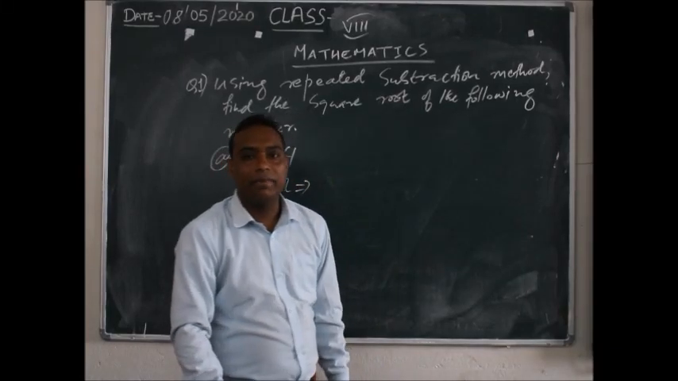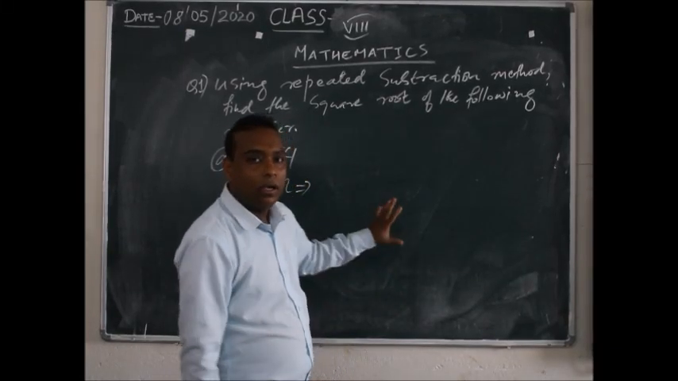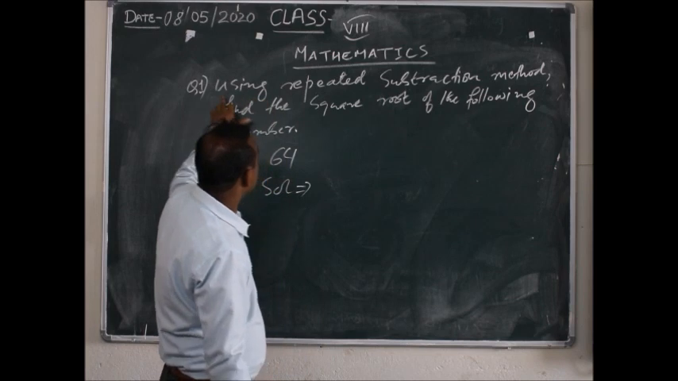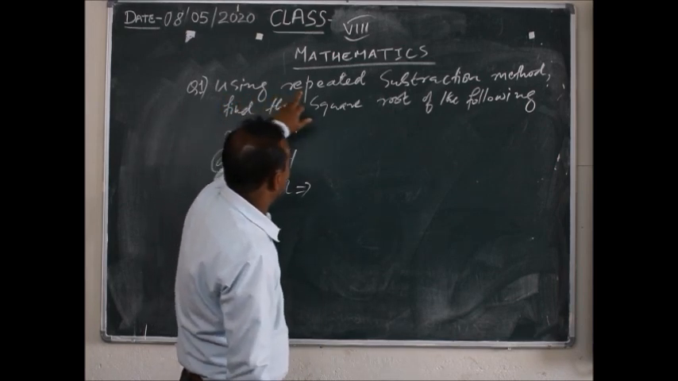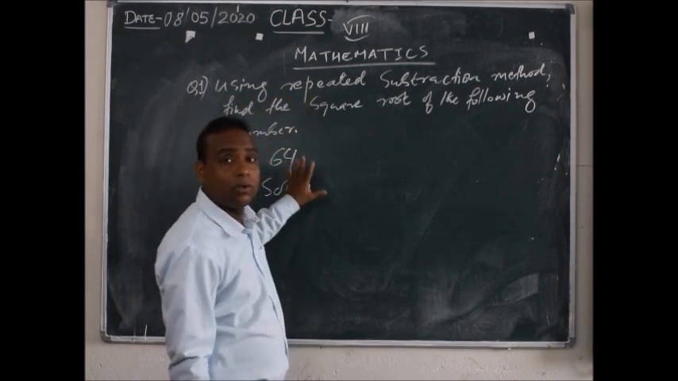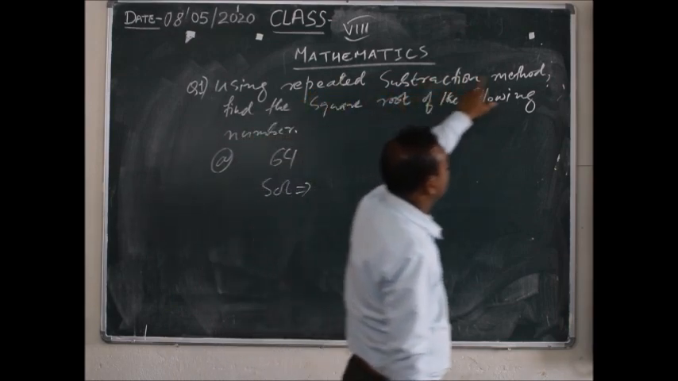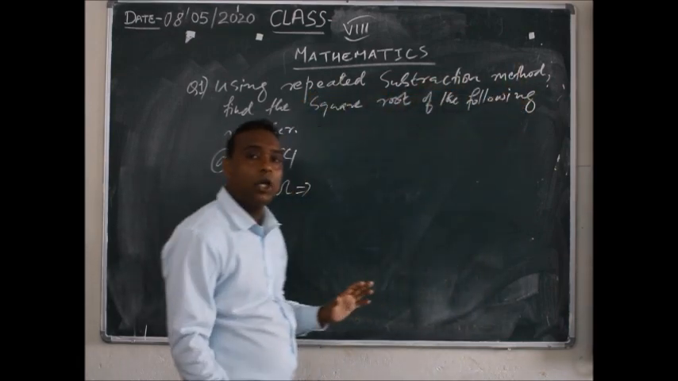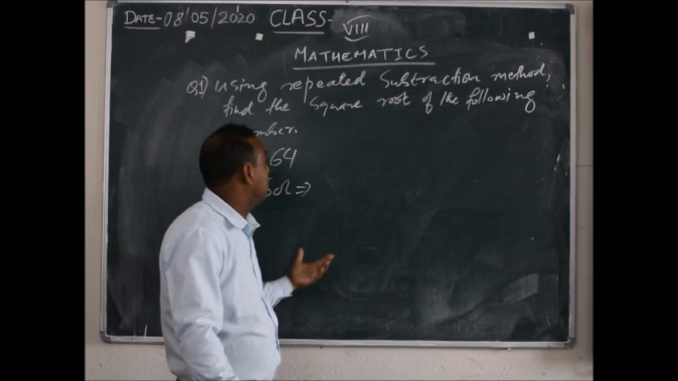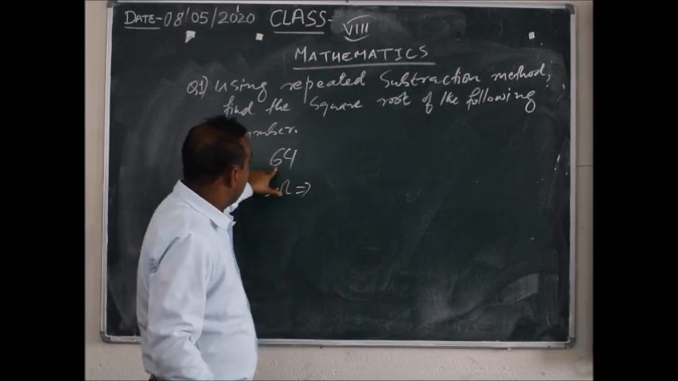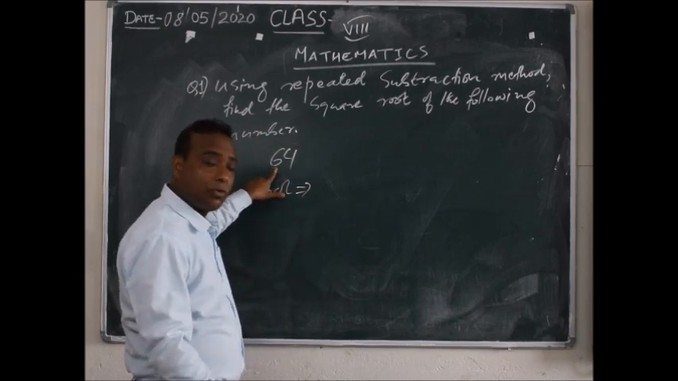Okay, so this is class 8 mathematics. Now here we will learn how to find the square root by the repeated subtraction method. First of all, let us see what the repeated subtraction method is. Now if you see here, you have to find the square root of 64.